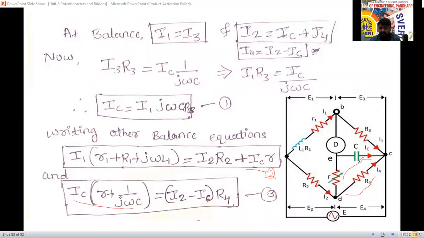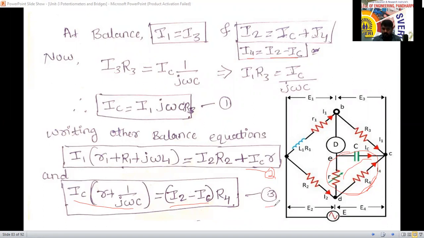Another condition here: you consider only this part. IC into (R plus 1 by j omega C), because these two are connected in series, equals I4 R4. Can I write like this? Next, I4 we have derived: I4 equals I2 minus IC. I have written here I4 equals (I2 minus IC) into R4. This one we are considering as equation number 3.